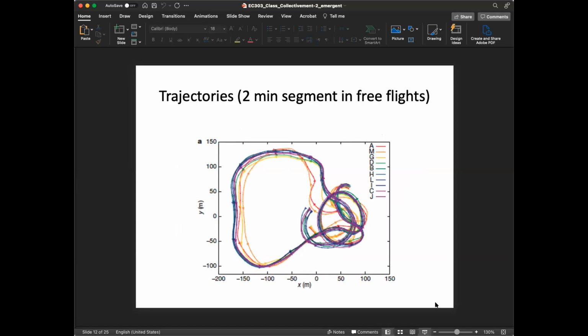Here is an example of 2-minute segments of free flights. There are these 10 individuals, labeled from A to M. You can see from the trajectories that they're all basically together. You can visually observe that. Some tend to drift off a bit, but largely they are all together. You can't see the Z axis here, by the way; this is the 2-dimensional projection of their movement.